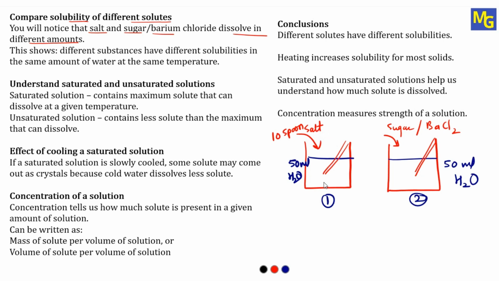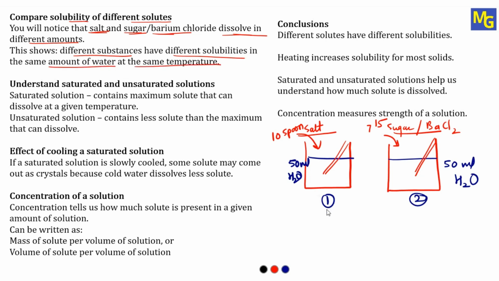But it may not be true in case of sugar and barium chloride. It may take some 7 spoons, less than the salt, or it may take 15 spoons, more than the salt. Why? Because salt is different, sugar is different. Because both the solutes are different, the amount of solute required to reach the saturated solution will also be different. This is the main important meaning of this sentence. So see here, you will notice that salt and sugar or barium chloride dissolve in different amounts. This shows different substances have different solubilities in the same amount of water at the same temperature.